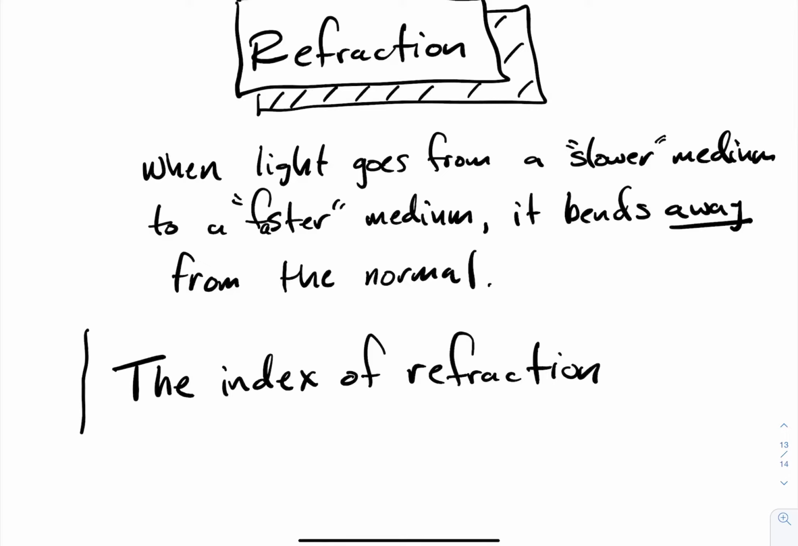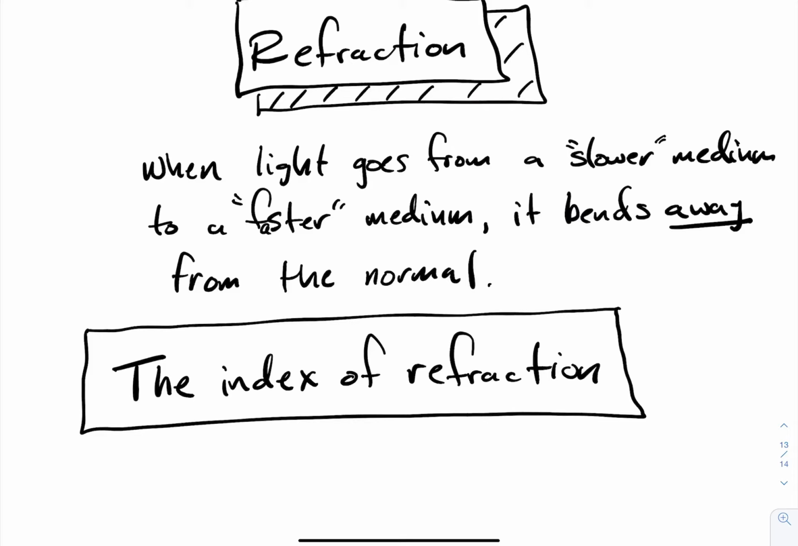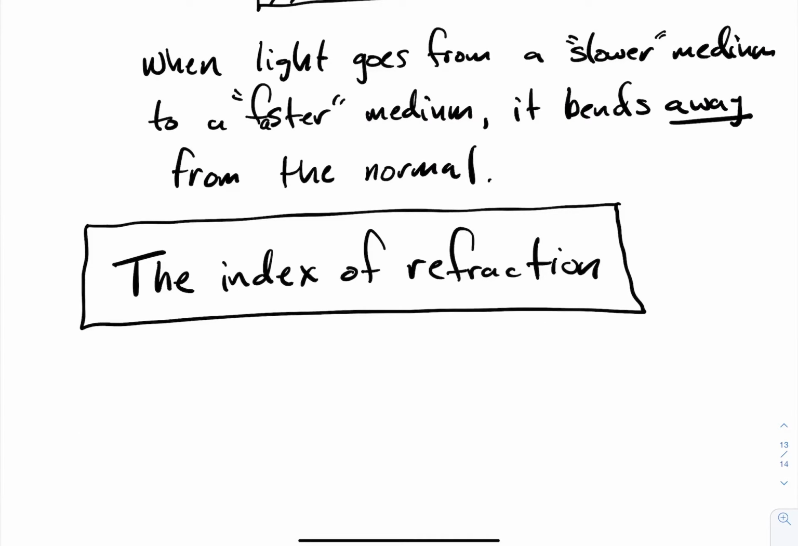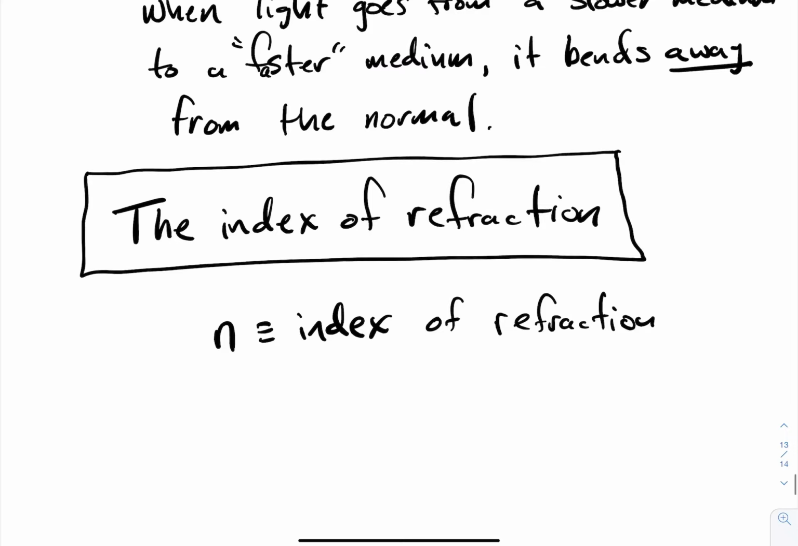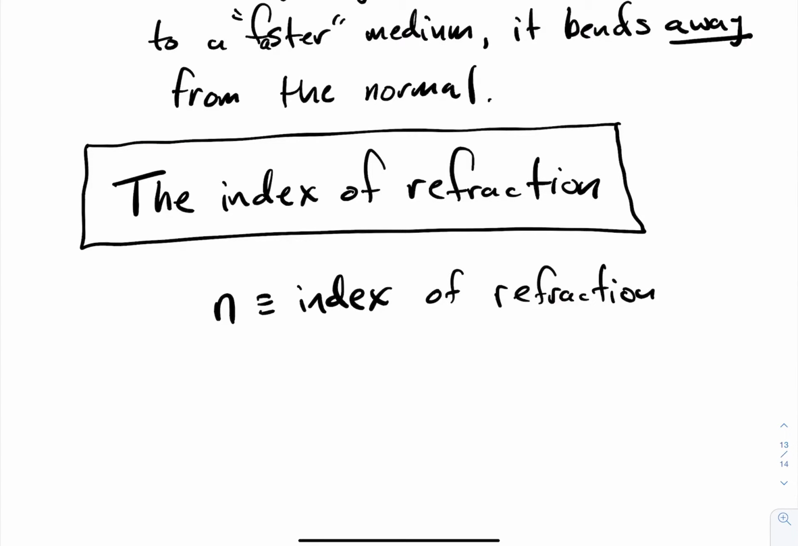And the index of refraction is really what this slower or faster is implying. So in general, the index of refraction, we give it an N. N is defined as the index of refraction. And one way that we experimentally determine N is by measuring the apparent speed of light in different media.